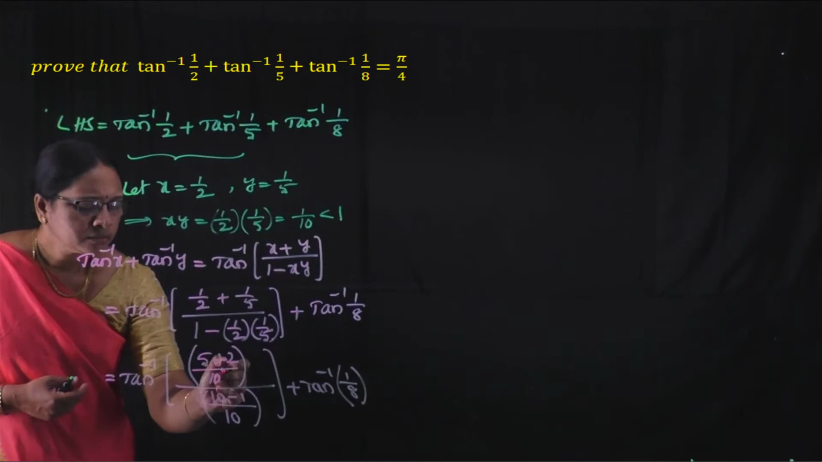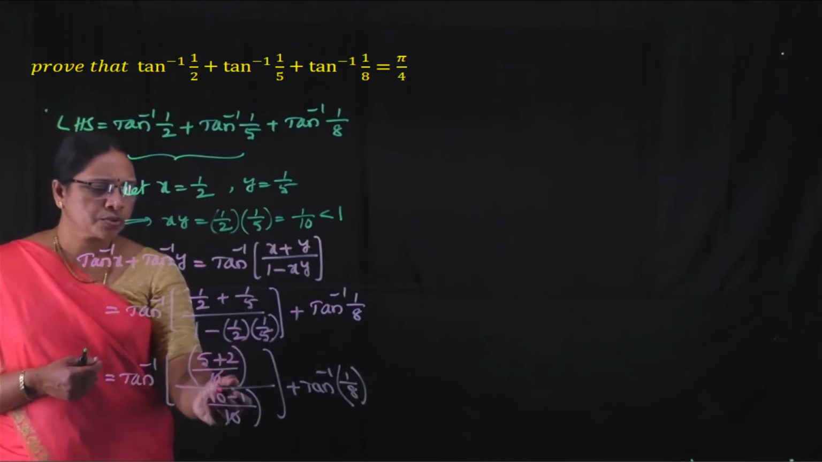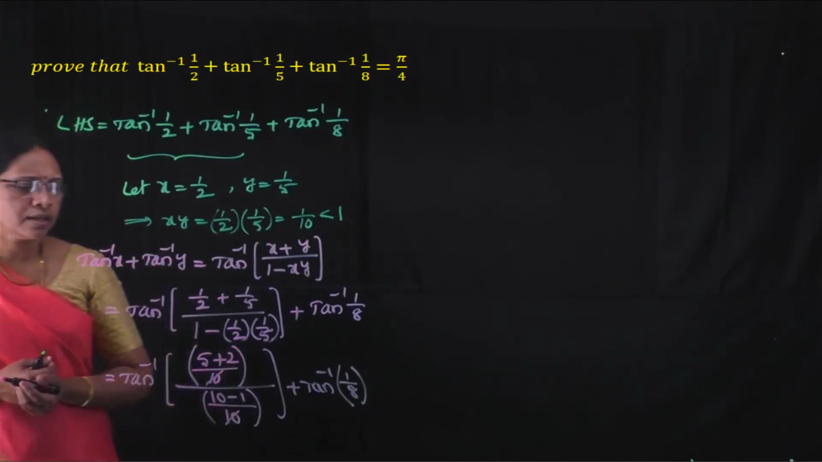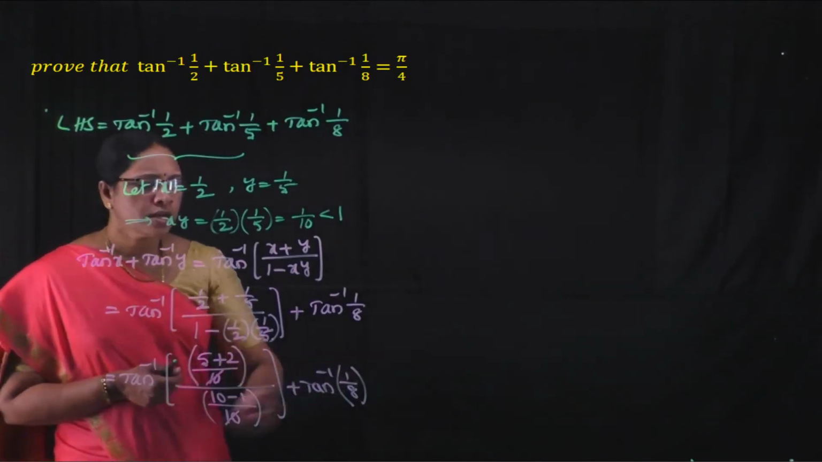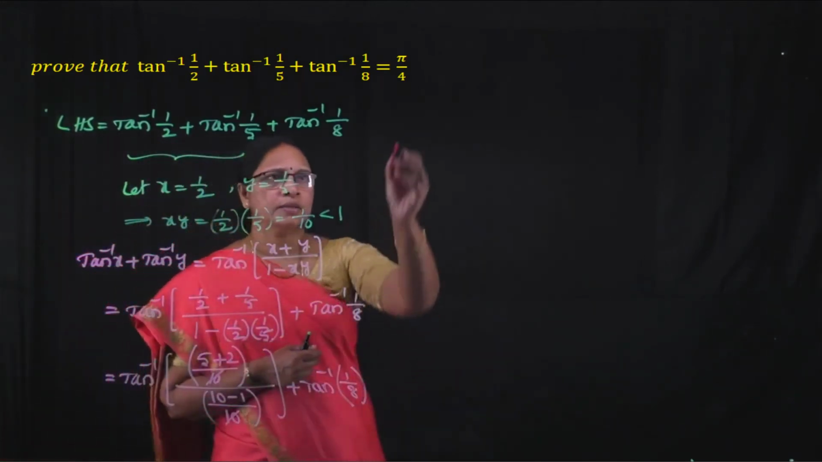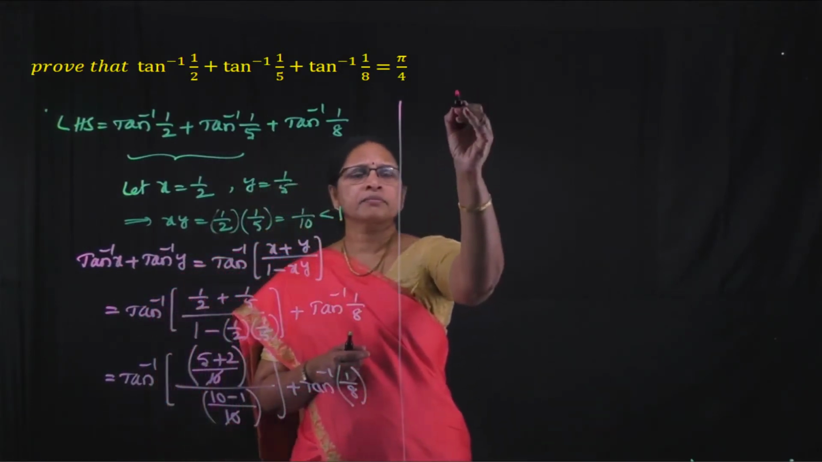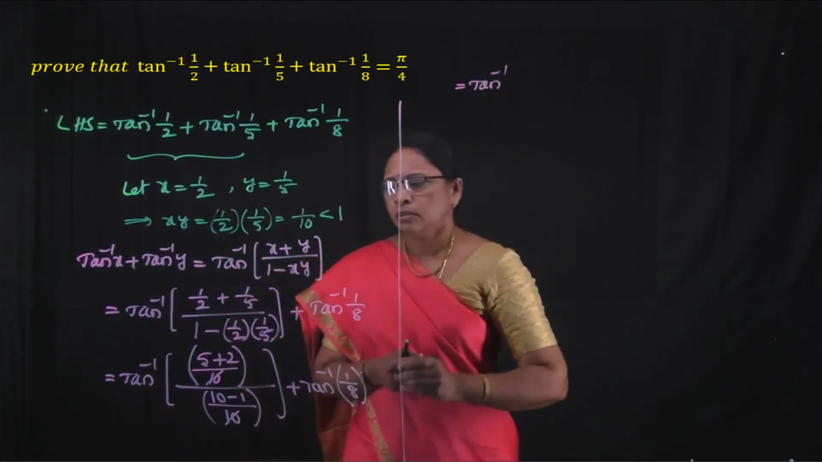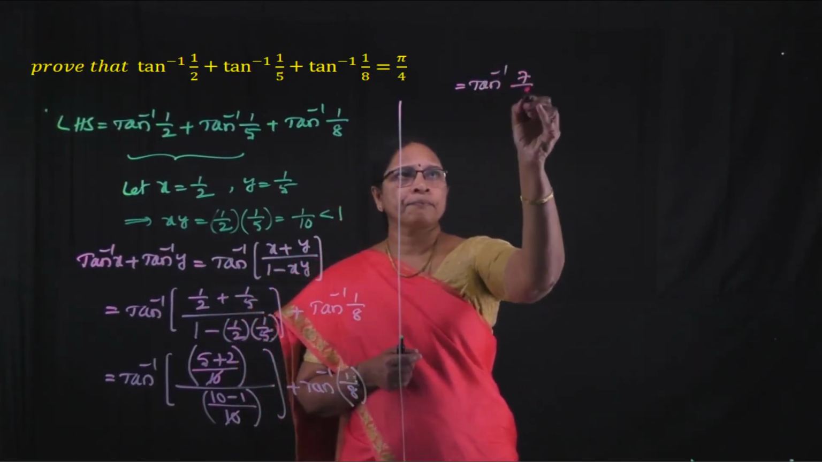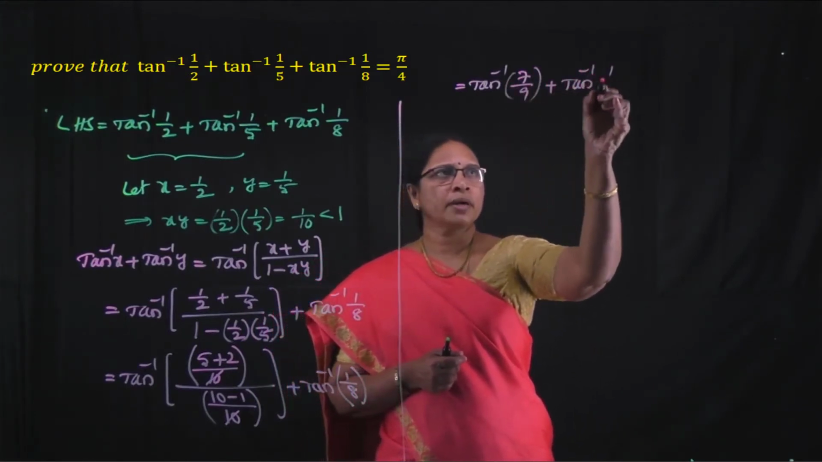Here LCM 10 gets cancelled. Now this is tan inverse of (5 plus 2) by (10 minus 1), which is 7 by 9. So we have tan inverse of 7 by 9 plus tan inverse of 1 by 8.